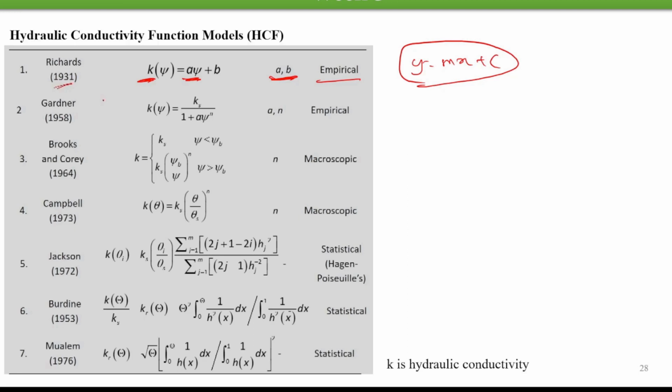Similarly, Gardner has provided another model, which relates hydraulic conductivity with soil suction. It is equal to Ks, the hydraulic conductivity at saturation, which is constant, and a into psi to the power n. Here two values are there, a and n, which we need to determine based on experimentation. So this is also an empirical relation.